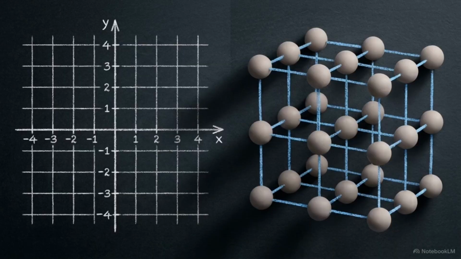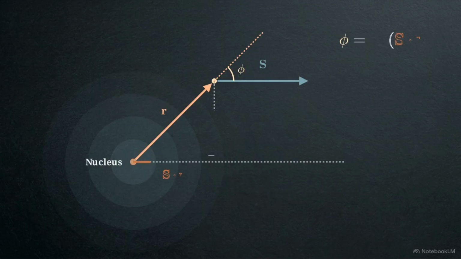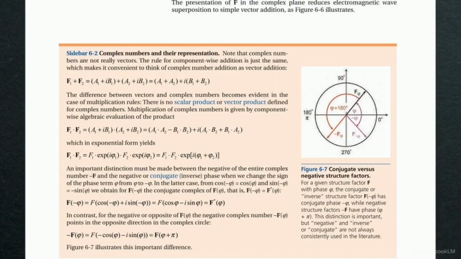This mathematical abstraction connects directly back to the physical location of electrons inside a crystal lattice. Every electron occupies a physical position, vector r, dictating the exact phase angle of the scattered wave. We find this phase angle, phi, by multiplying the dot product of the scattering vector s and position r by 2 pi. This diagram shows why phase sign precision is critical.